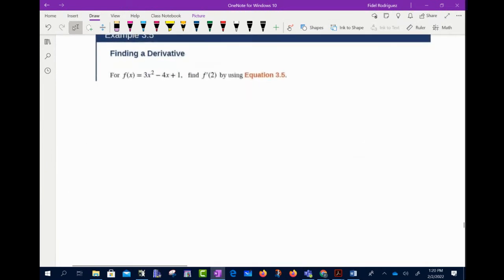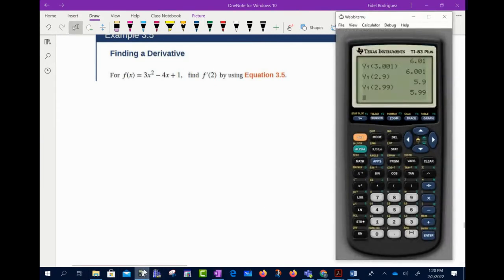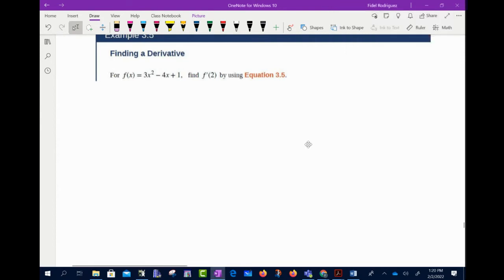Let's do another derivative here. It says for f of x equals 3x squared minus 4x plus 1. Well, what was the answer that I was coming up with? You tell me, John. I want you to look at the values that I was coming up with. There you go. And now look, what were the values that we're approaching? They're approaching what number again? You just said it. Okay.